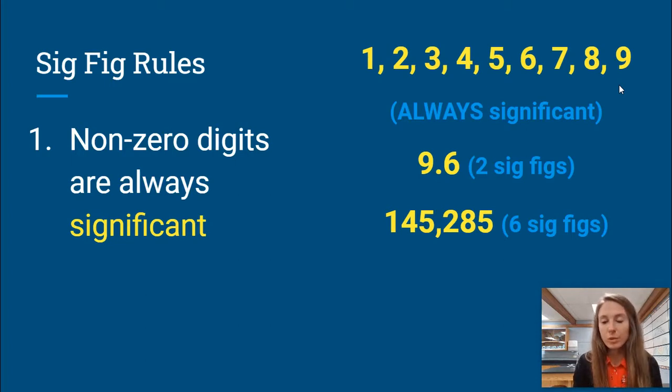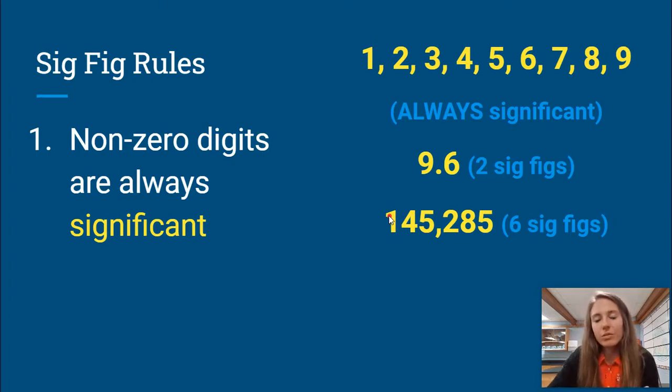So the first rule when determining the number of significant figures in a value is that all non-zero digits are always going to be significant. So all of the 1s, 2s, 3s, 4s, 5s, 6s, 7s, 8s, 9s, those are always going to be significant no matter what, okay? So for instance, if I have a value of 9.6, since both of these numbers are non-zero digits, they're both significant. So I would report this value as having 2 sig figs. Okay, and sig fig is an abbreviation of significant figure.